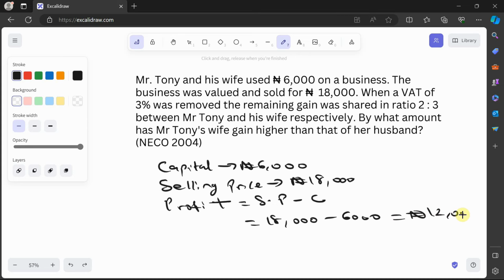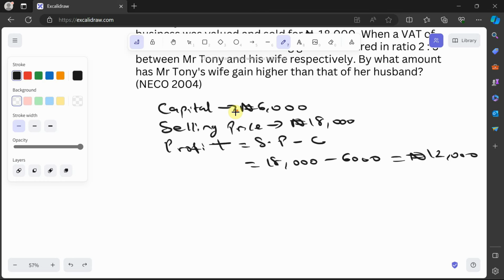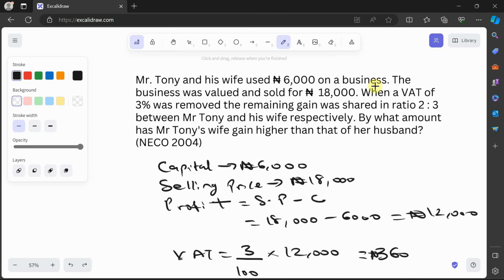So 12,000 was the profit. Now it says when a VAT of 3% was removed, so we have to calculate the VAT. The VAT, 3%, of course, would be 3% out of the entire amount, which was the profit. So that would be 3 over 100 times 12,000. By the time I do this, it will be 360 naira. VAT was 360 naira.